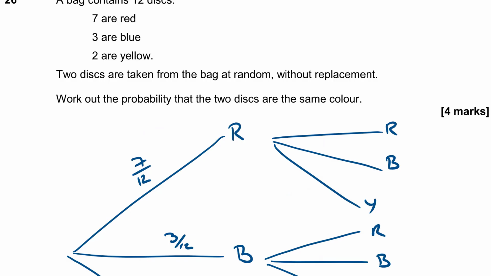Now your second selection is going to be dependent on your first. If I picked a red the first time around, we've still got our 3 blue and our 2 yellows to select from, but we've got 11 choices to select them from this time. But we'll have 1 less red, so that will be a 6 out of 11 there.